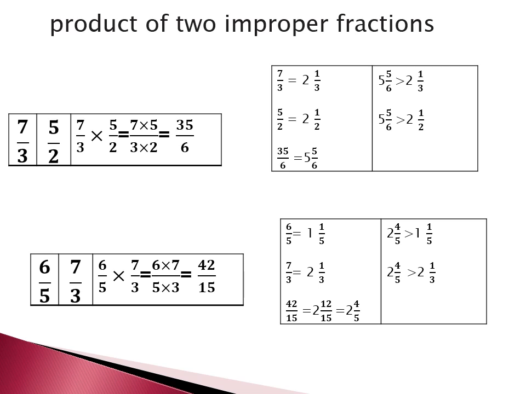So 2 integer 4 by 5 is greater than 1 integer 1 by 5, and also it is greater than 2 integer 1 by 3. Therefore, what is the conclusion we are getting? The product of the two fractions, that is 42 by 15, is greater than 6 by 5, and 42 by 15 is greater than 7 by 3 also. That means the product of the two improper fractions is greater than each of the fractions.